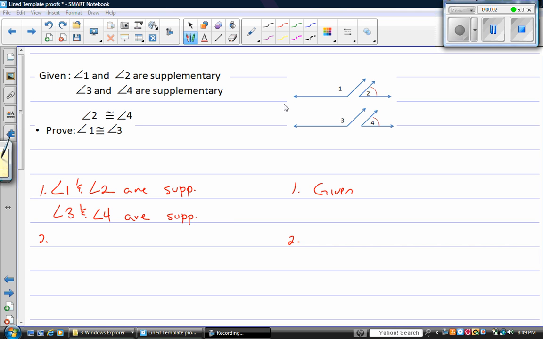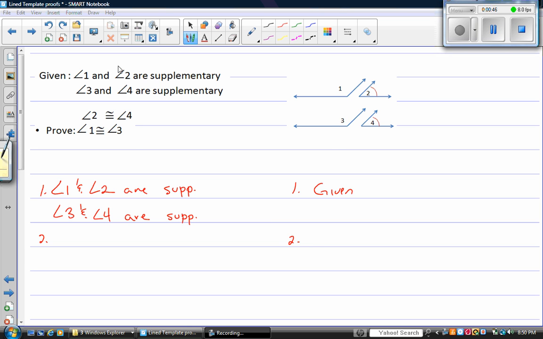In this video, we're going to prove the theorem that says if two angles are supplements of the same angle, or two congruent angles, then those two original angles you started with are actually congruent to one another. So we're going to say that angle 1 and angle 2 are supplements, angle 3 and angle 4 are supplements. But we know that angle 2 and angle 4 are congruent. So essentially we have two angles, 1 and 3, that are supplements to congruent angles, which are 2 and 4. Can we then prove from that information that angle 1 is actually congruent to angle 3?